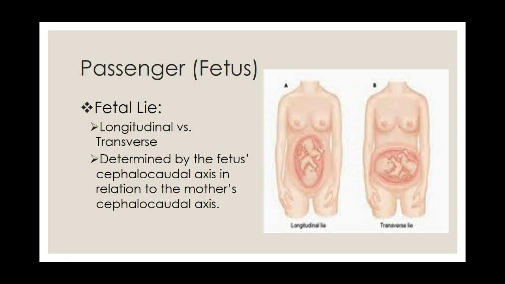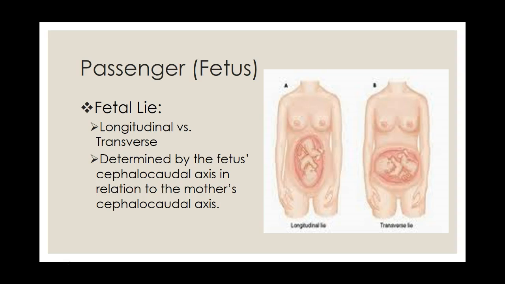Another new term, fetal lie. We have a couple of different types of fetal lie. We have longitudinal and transverse. This is determined by the fetus's cephalocaudal axis in relation to the mother's cephalocaudal axis. And cephalocaudal axis basically means the spine, pretty much. So we can have longitudinal or transverse.